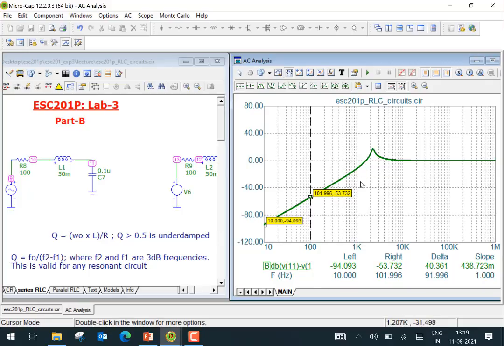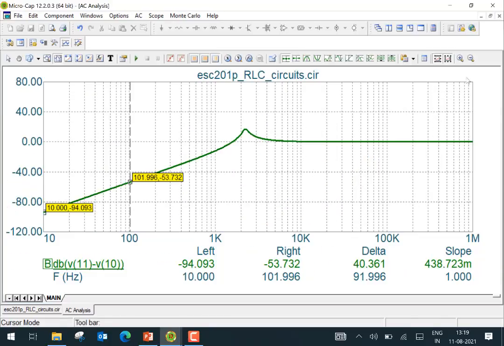So Q factor, if you wish to measure, you have to focus on this particular part here. The Q factor is basically, experimentally, if you want to measure it, equal to the center frequency F0 divided by F2 minus F1, where F2 and F1 are the 3 dB frequencies here. So let's zoom to this region here and try and measure. So you could do that.